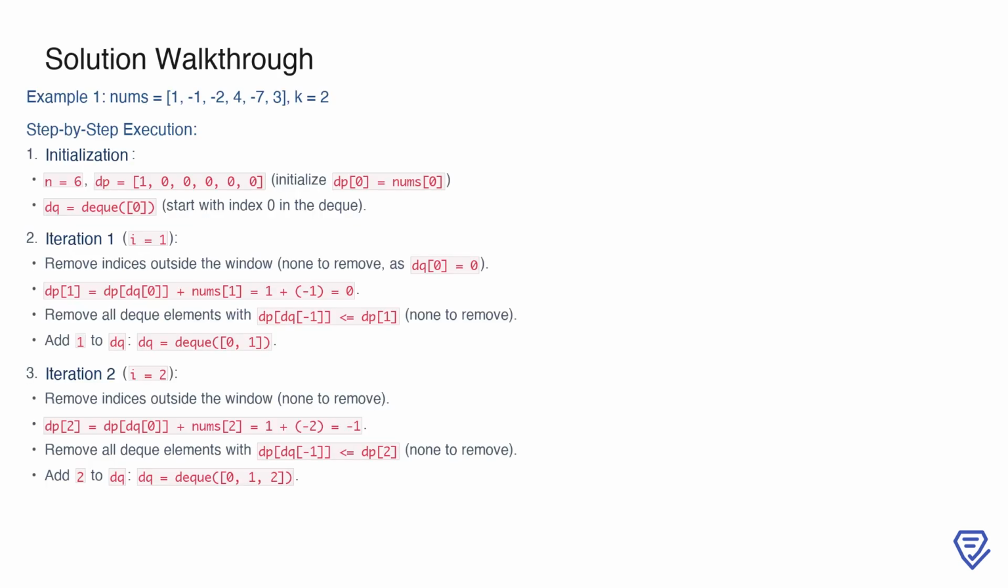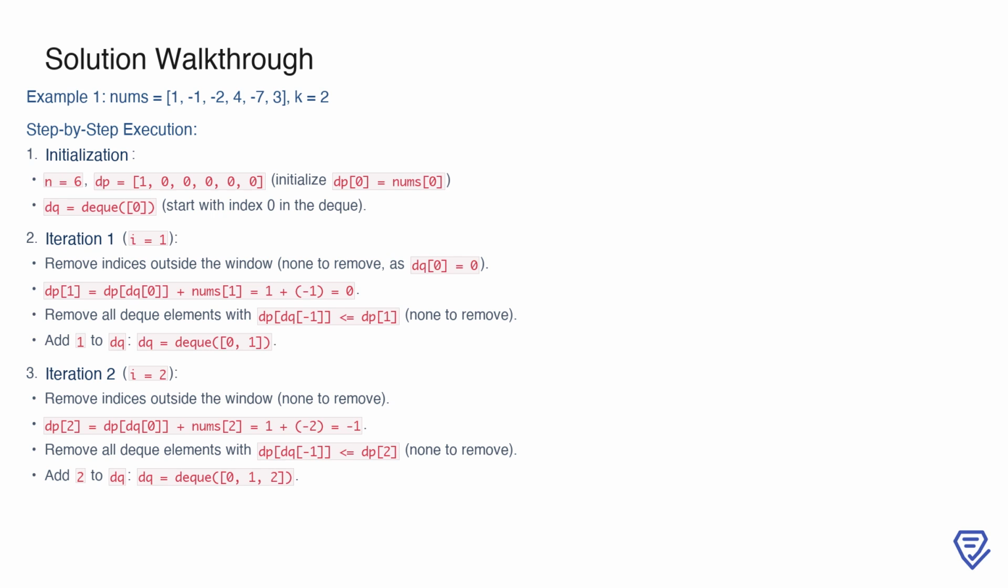To solve this problem, we start by initializing the variables. The length of the input array nums is 6, so n equals 6. We also initialize a dynamic programming array dp of the same size, with dp[0] set to nums[0], which is 1, and the rest set to 0. Additionally, we create a deque dq to help us efficiently manage the sliding window, starting with index 0.